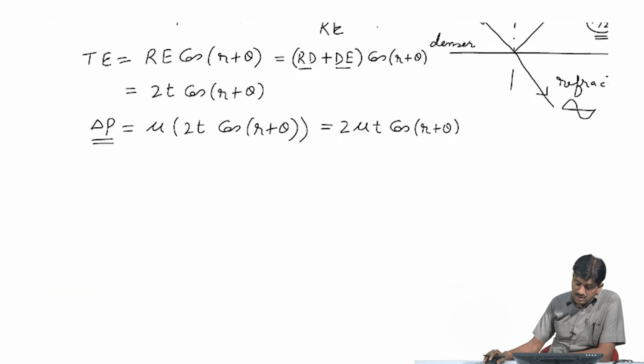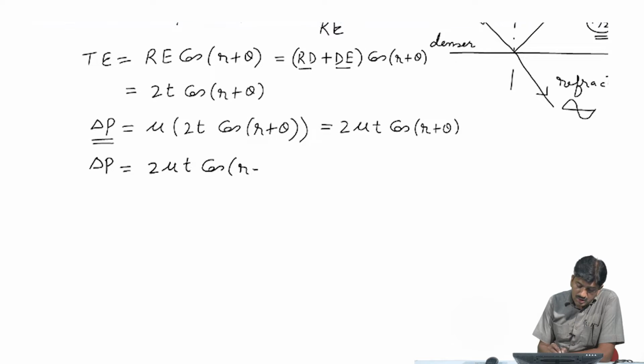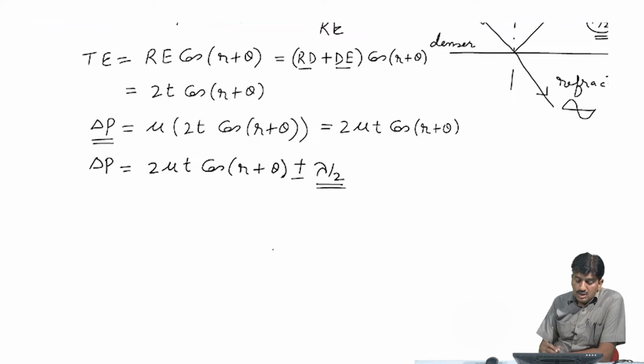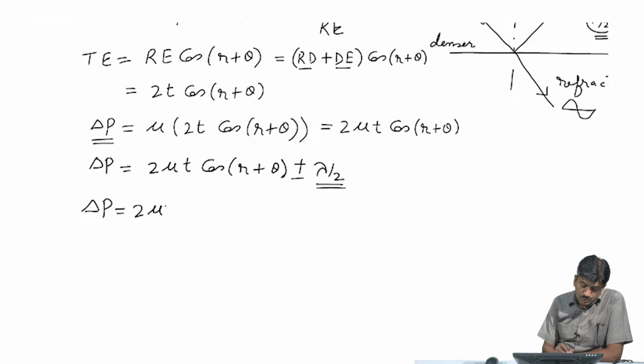It means the path difference is delta p, and the effective path difference becomes 2 mu t cos(r plus theta) plus or minus lambda by 2. Maybe it is positive, maybe it is negative, as it is a difference. This is a path difference. And if we take the plus sign, then delta p is 2 mu t cos(r plus theta) plus lambda by 2. And suppose this path difference produces a constructive interference.